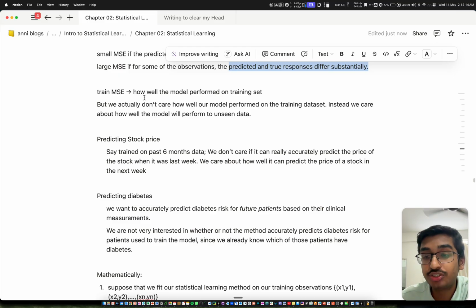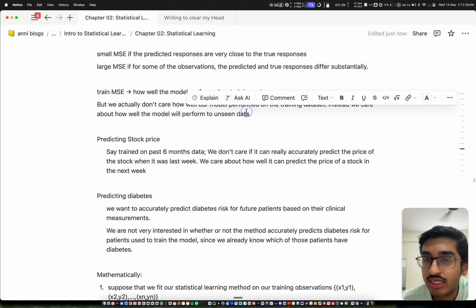Now the two concepts, the training MSE and the test MSE. The training MSE is how well the model performed on the training set, but we actually don't care how well it performed on the training set. We really care about how it performs on unseen data.